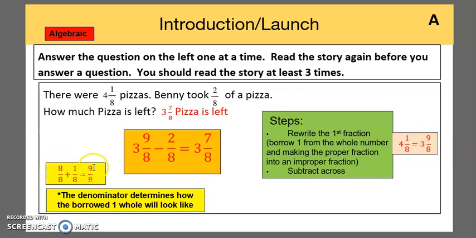We add across to get 9 over 8, and we also want students to identify that the denominator determines what the borrowed 1 will look like. Since the denominator is 8, that tells us we're going to turn the 1 into 8 over 8. Therefore, our new problem will look like 3 9/8 minus 2/8 equals 3 7/8. For students who will be interacting with this problem, starting at this step can help them subtract the 2 fractions.